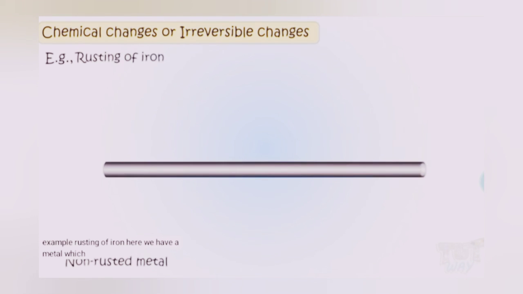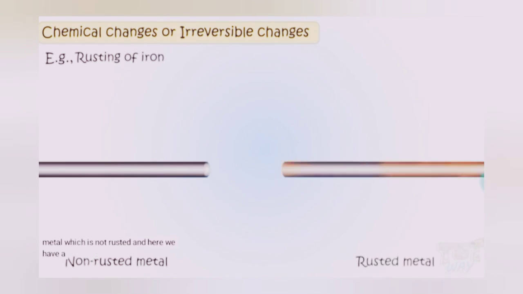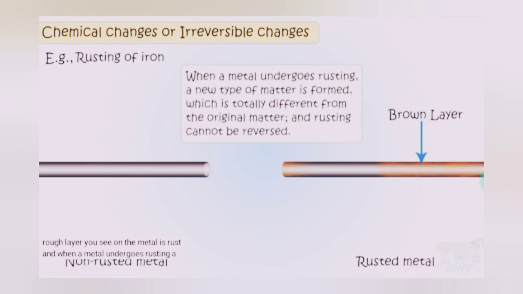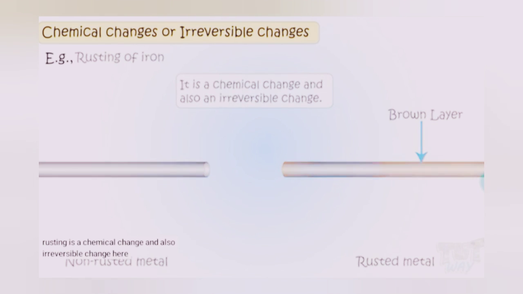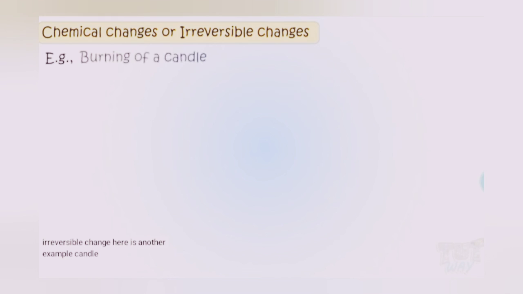Here is another example. Rusting of iron. Here we have a metal which is not rusted and here we have a metal which is rusted. This brown rough layer you see on the metal is rust. And when a metal undergoes rusting, a new type of matter is formed which is totally different from the original matter and rusting cannot be reversed. So, rusting is a chemical change and also an irreversible change.